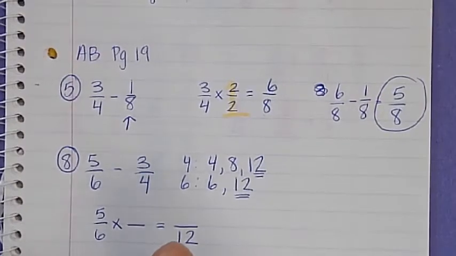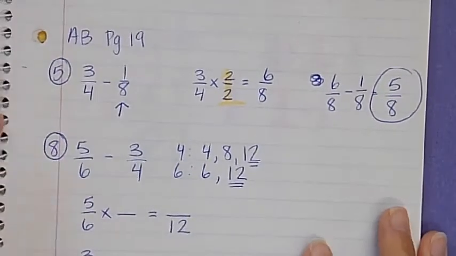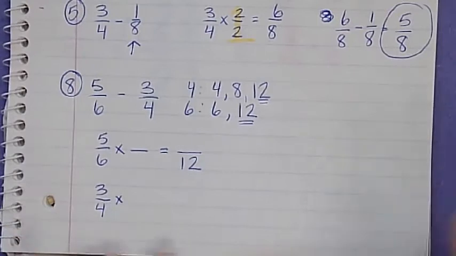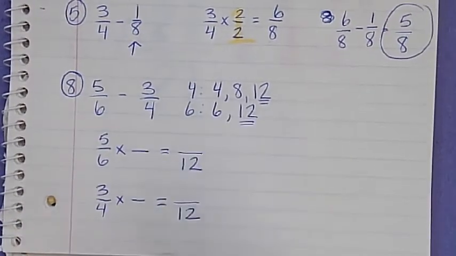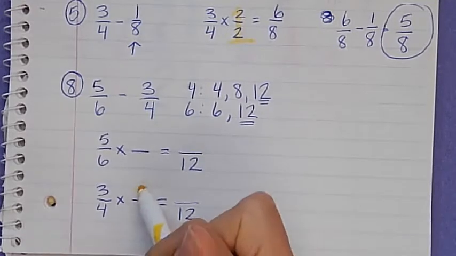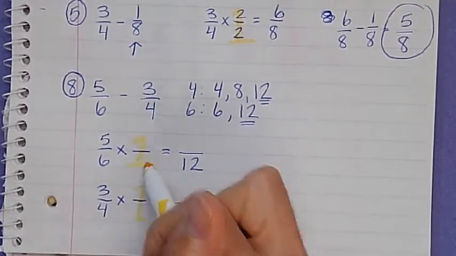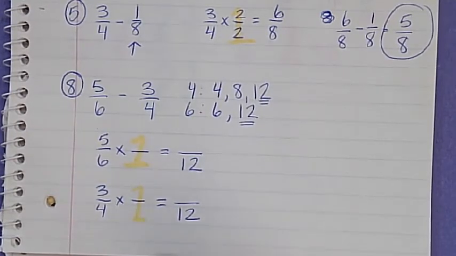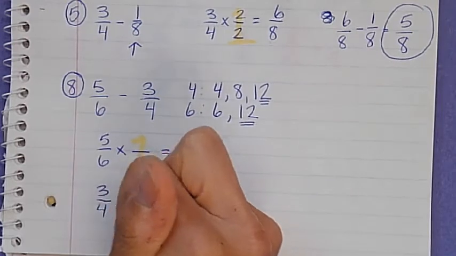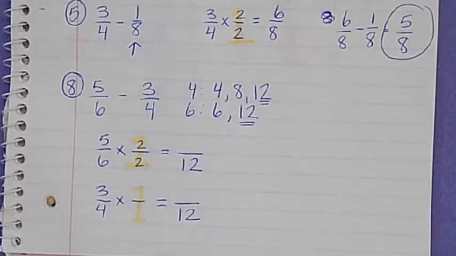3/4, I'm going to do the same thing. I'm going to do the same thing with 3/4, multiply by a fraction equal to 1 to get to 12 as the denominator. I remind myself that I have to have a fraction equal to 1, which means the numerator and the denominator are the same. So I know that this is 2, so I multiply by 2 over 2.